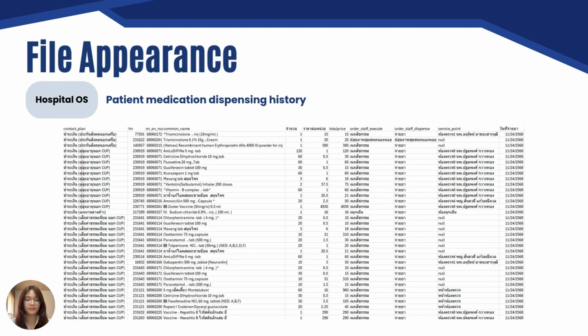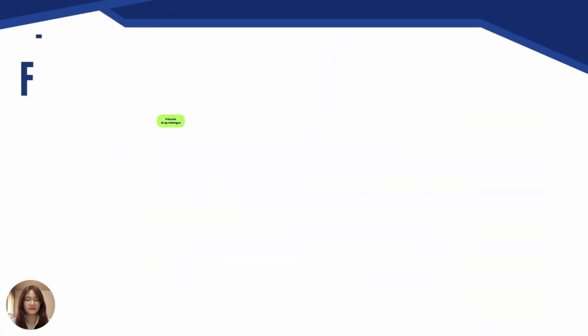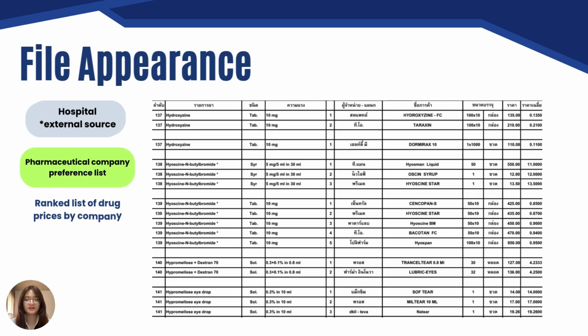For the hospital OS, it is the patient medication dispensing history. The hospital office is the main pharmacy inventory chain history. And the price list drug catalog, in the hospital external source, shows the drug price from multiple companies. And the pharmaceutical company preference list, in the hospital external source, shows a ranked list of drug prices by company for purchasing priority.